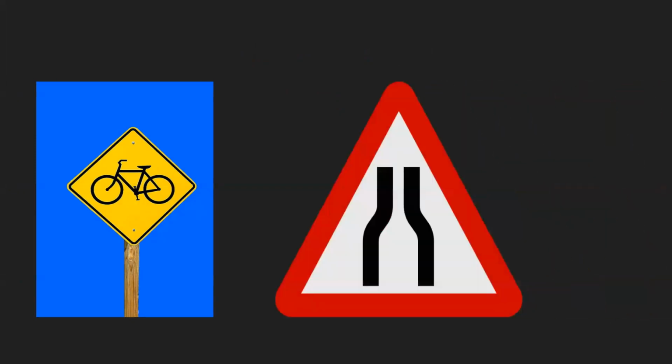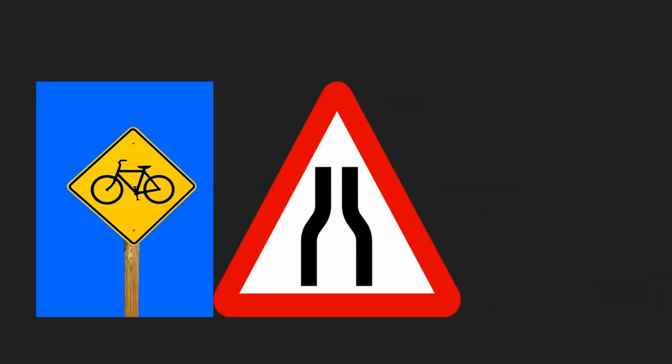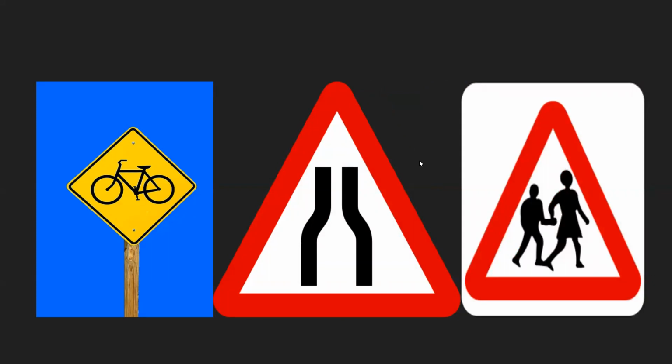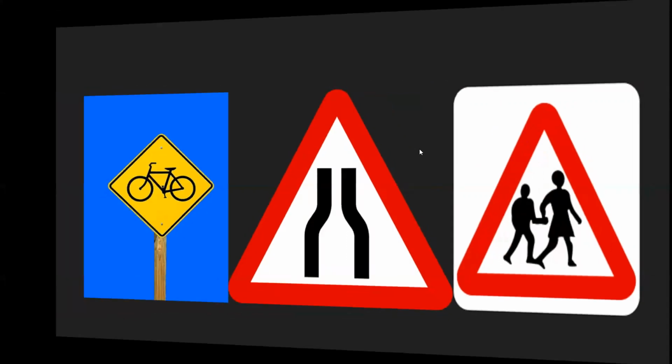Now let us see the answers, the signs for the road. Look here, this is for cyclists ahead. Sometimes cycle patches are there for the cyclist, meant only for cycling. And road narrow: this sign indicates that the road ahead is narrow. Next one, the third sign, that is children ahead. So these are the 3 road signs I have given. You tell your answers.